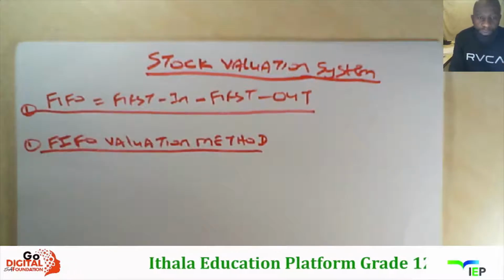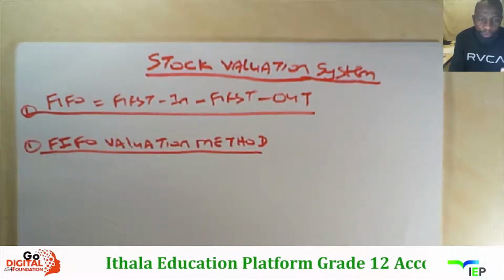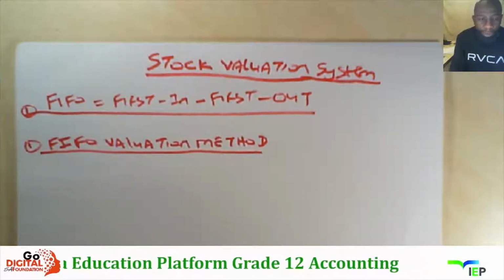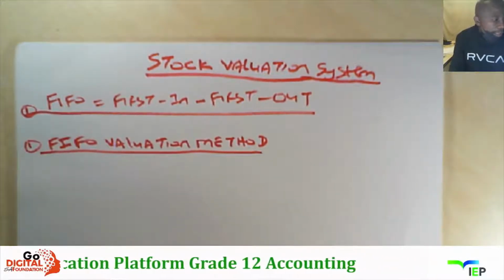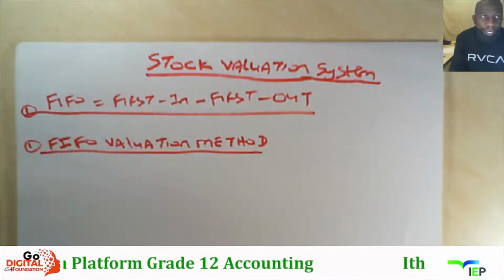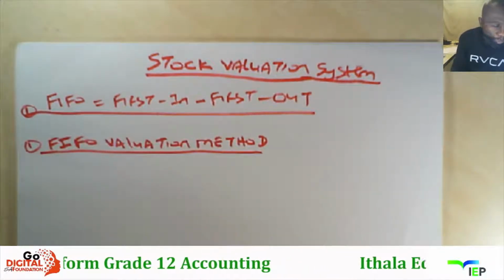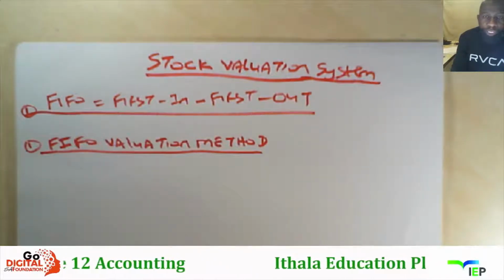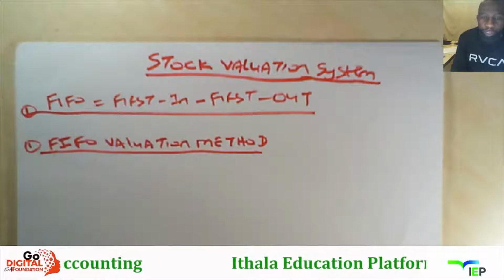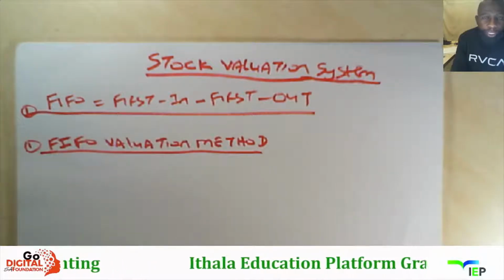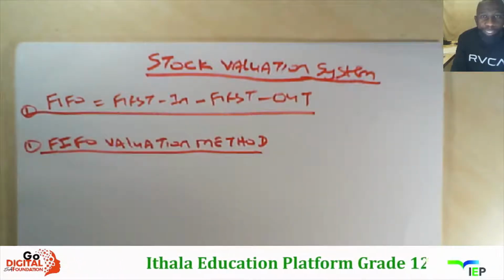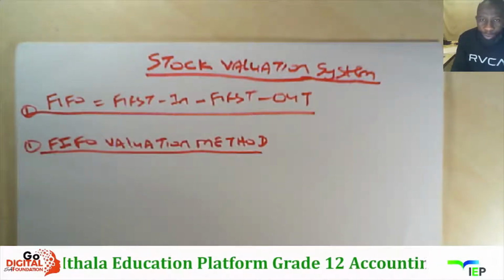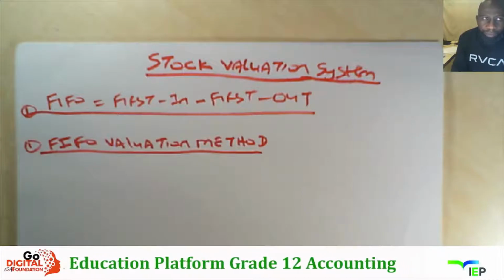There are 4 questions you must know when you come to FIFO. We will answer them now, even if some are not on the question paper. There are 4 questions you must know for FIFO. The first question: calculate the number of units unsold.